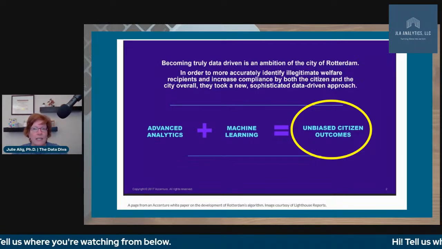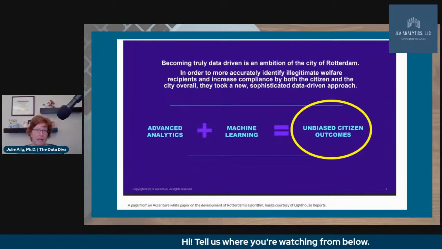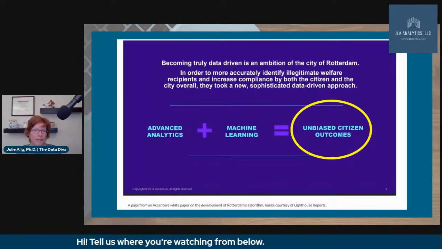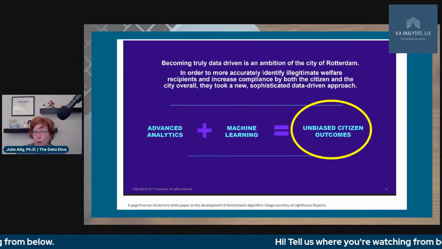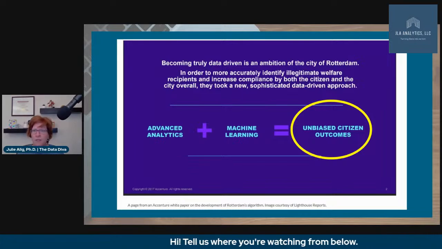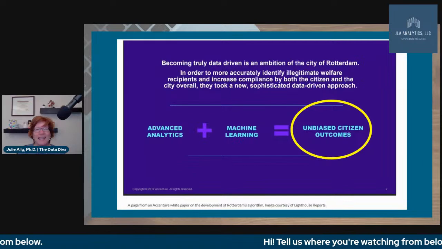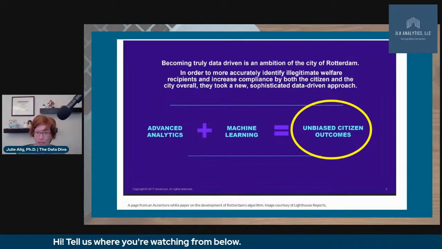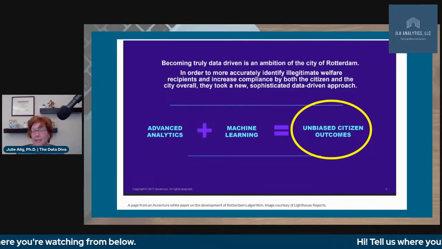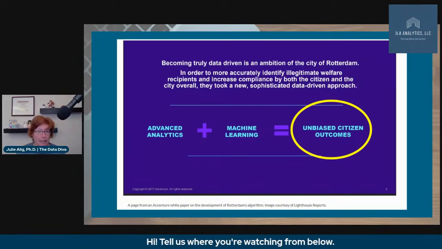And this algorithm, what it did is it basically, for all the people who had requested welfare benefits, gave them a risk index, a risk score. And that's fine. Risk scores are used in lots of different ways. They can be very helpful. The problem is, what are the inputs into that risk score? And that's where, in this case, a lot of the bias comes in. And it's not necessarily something you would think of, right?